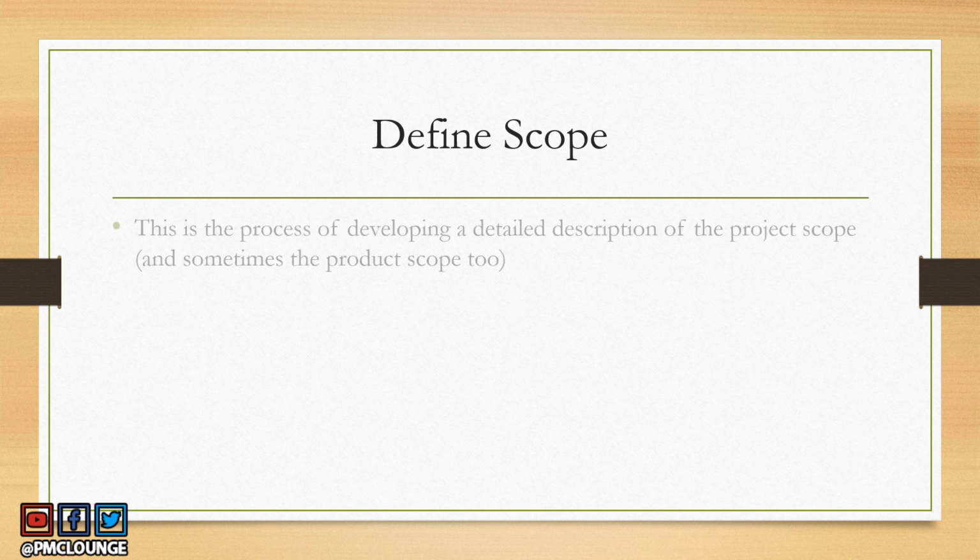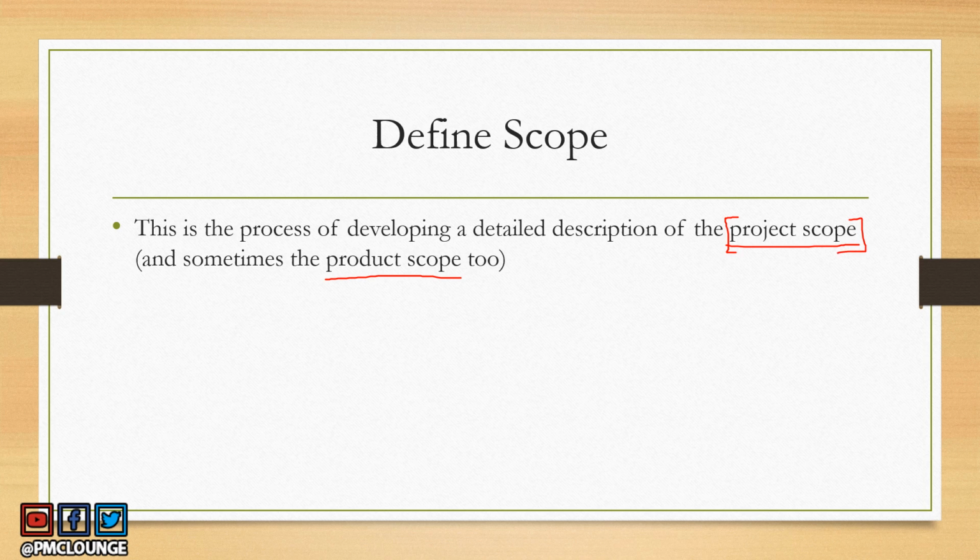So the next process is the define scope process. And this is where you do what a lot of people think you do in the plan scope management process, right? So this is where you come up with the detailed description of the project scope. Now, sometimes you may also define the product scope in detail in this process itself, but almost all the times, you are only working on a project scope. So this is where you get the scope of your project, what all that you need to accomplish to meet the project objectives.